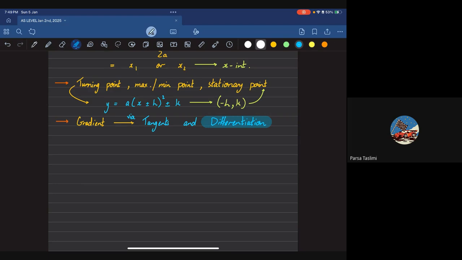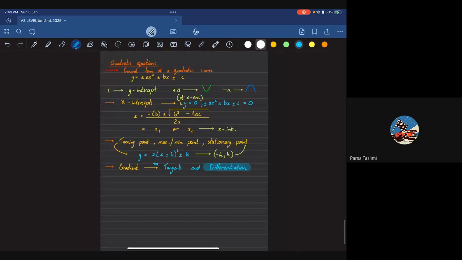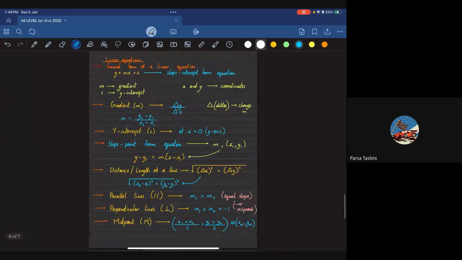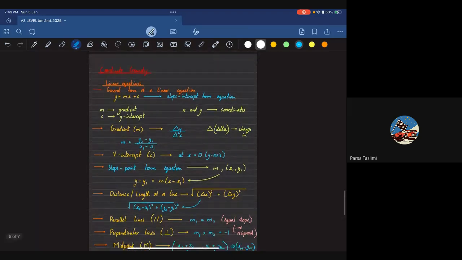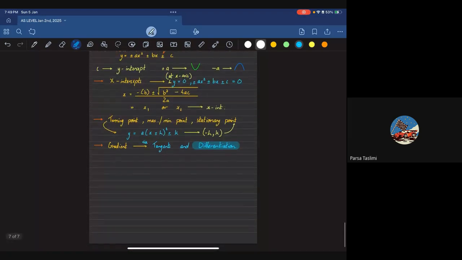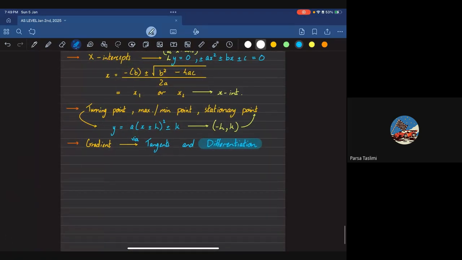Now, knowing all of this, is this clear, guys? Any issues with this? This is just the basics of coordinate geometry. Yeah, I got it. All right. Any questions? No, sir.